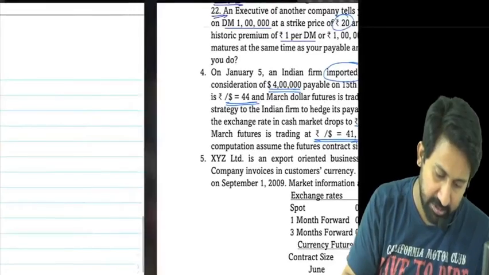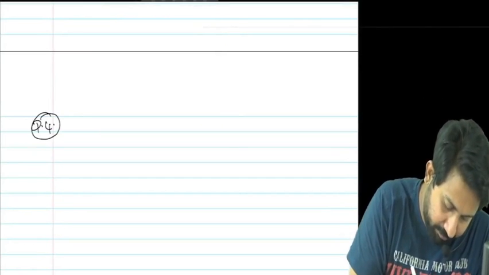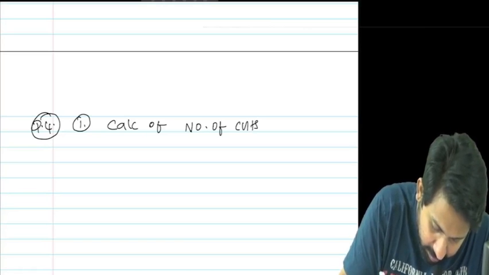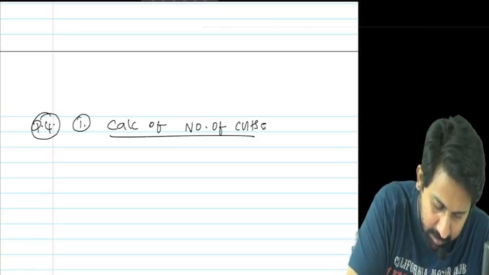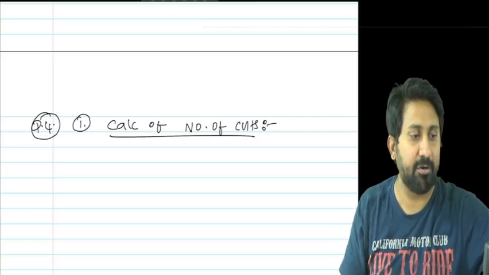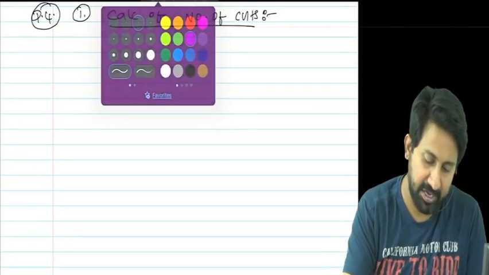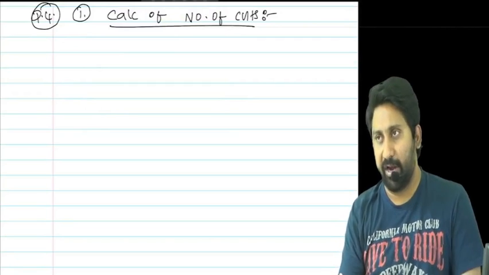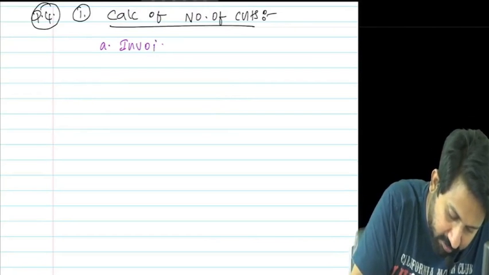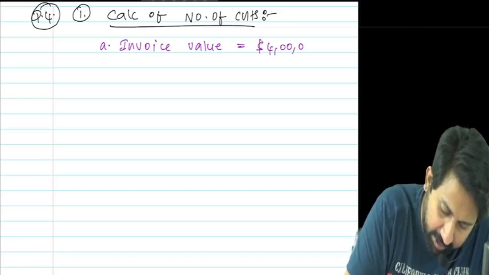First, let us do the question. Keep the heading: Question number 4, Step 1, calculation of number of contracts. This means how many contracts I need to trade. First I need clarity on the number of contracts to be traded. See here now. First, what is the invoice value? Invoice value is $4 lakh.